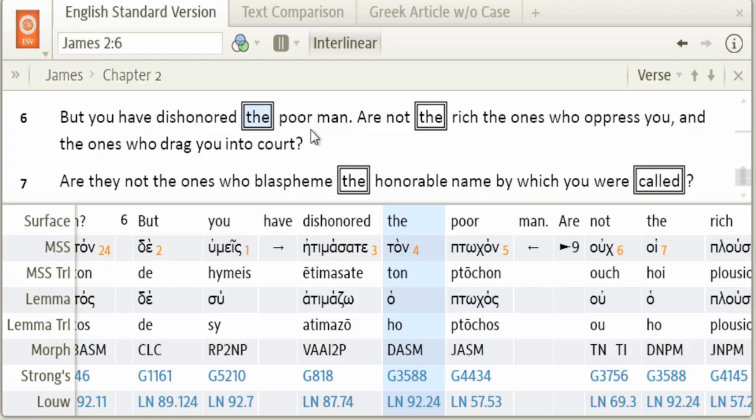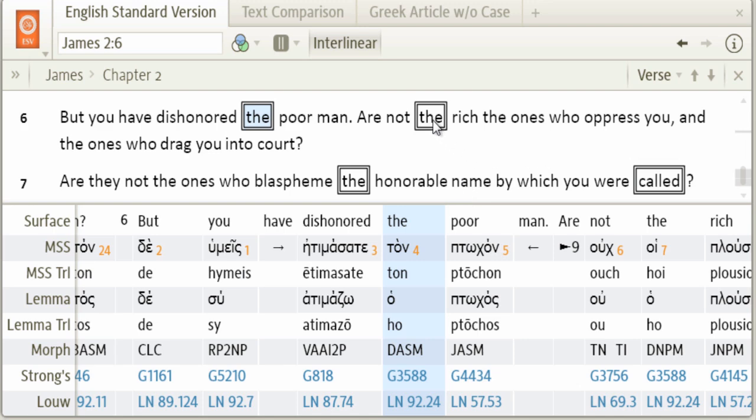The article may be used to turn another part of speech into a noun. Here are a few illustrations. The articles in this verse turn the adjectives into substantives. So here, underneath the word poor, we have this Greek adjective, ptochon. And notice that because it's an adjective, the ESV supplies the word man here to this adjective. And part of the reason for this is the presence of the Greek article here, ton, which in effect substantizes this adjective here. That is, it turns it into a noun.